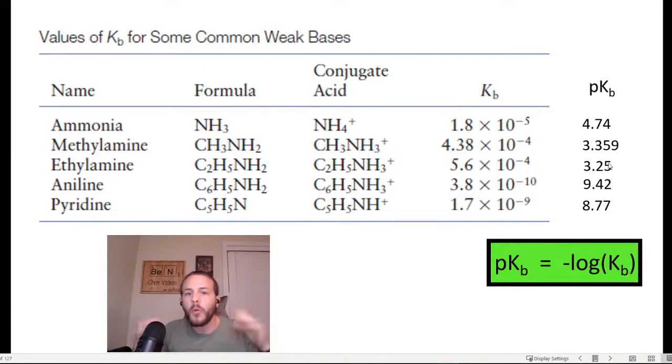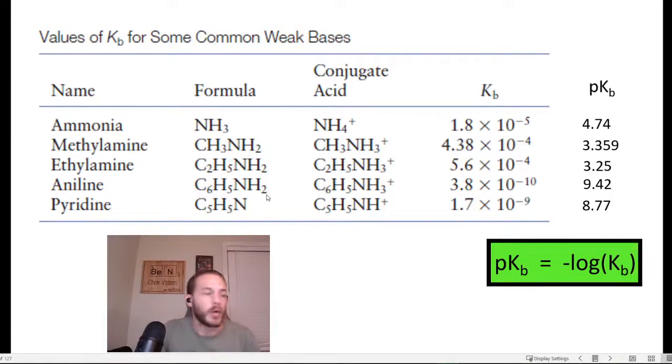And the lower value of pKb is going to indicate the stronger weak base, right? So of all these weak bases listed here, which one of them has the lowest value of pKb? That looks like it's ethylamine right here, right? 3.25 is the lowest value, the smallest value of pKb. And so that would be the strongest of these weak bases.